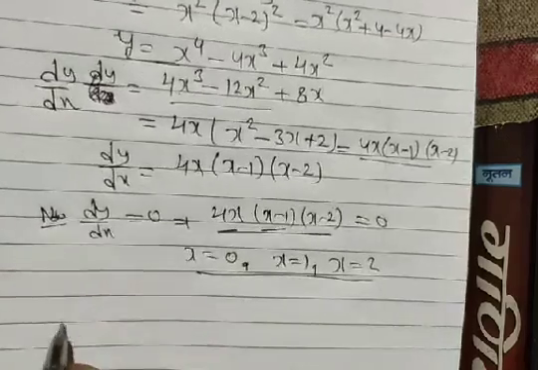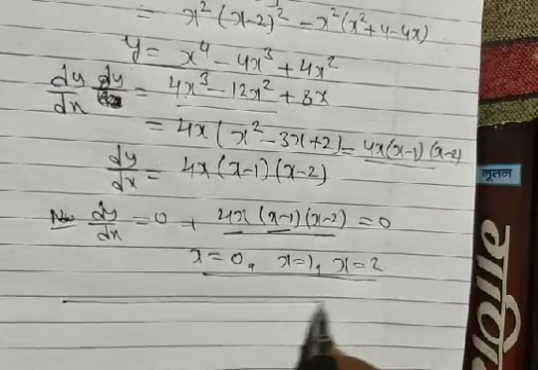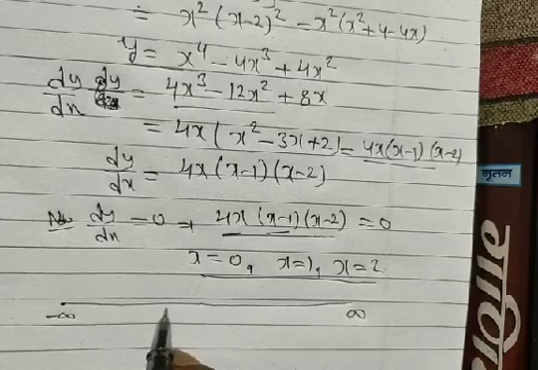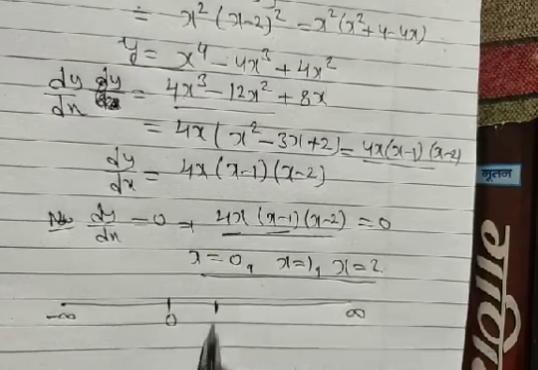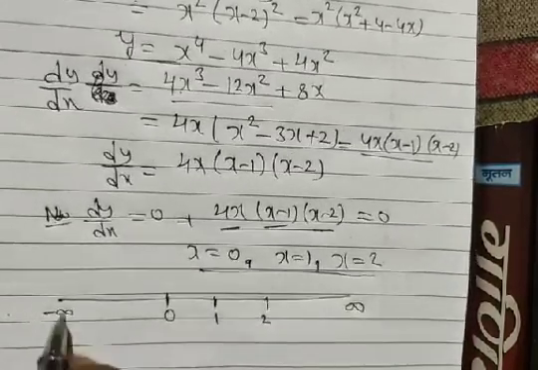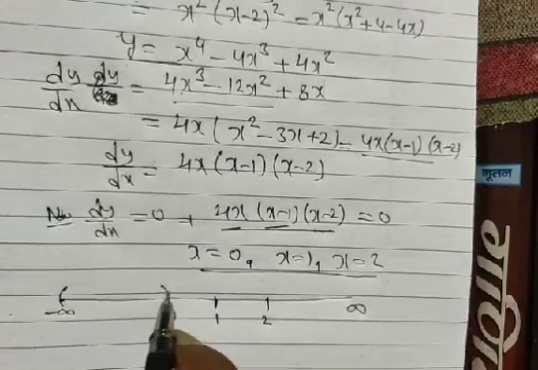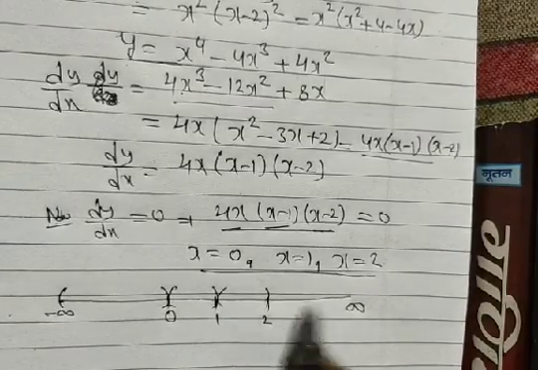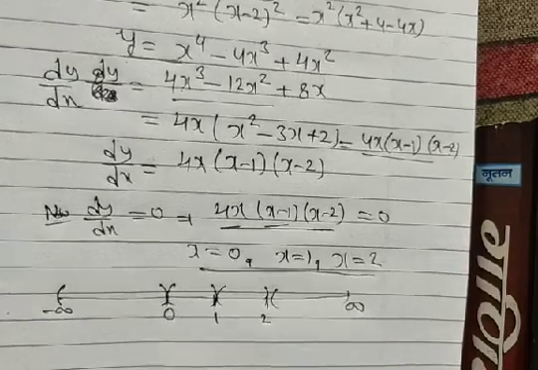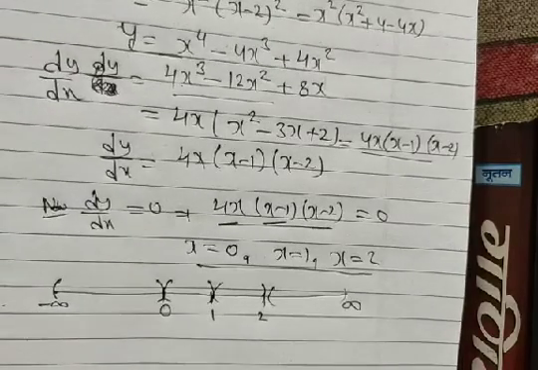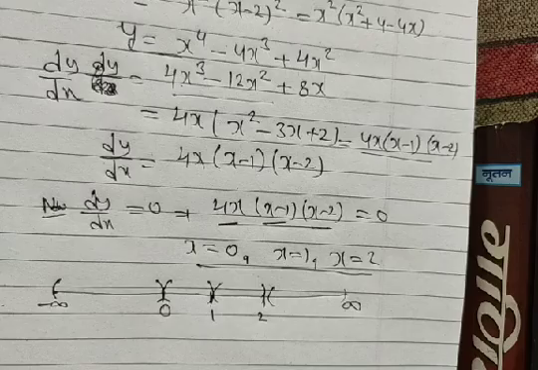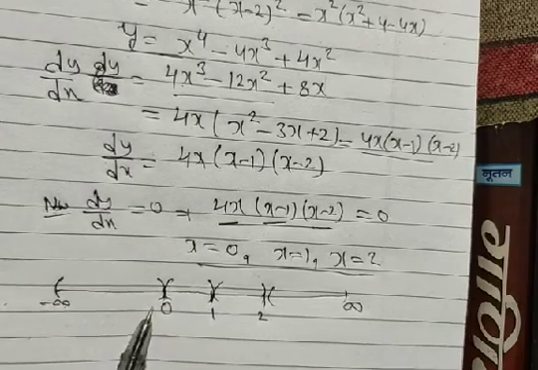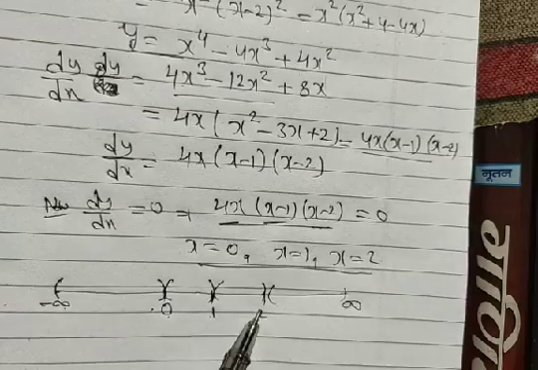Now we are going to take a real line. Now it's our 0, 1 and 2. Now look, this is our first interval, then this is our second interval, then we have 1 to 2 and 2 to infinity. We divide the real line into 4 disjoint intervals, namely minus infinity to 0, 0 to 1, 1 to 2 and 2 to infinity.